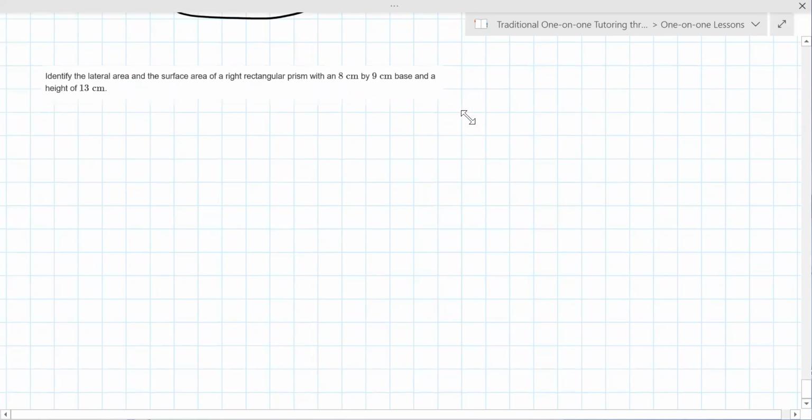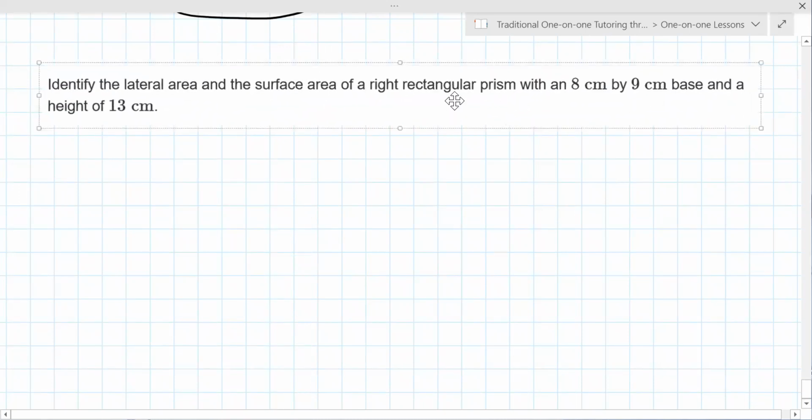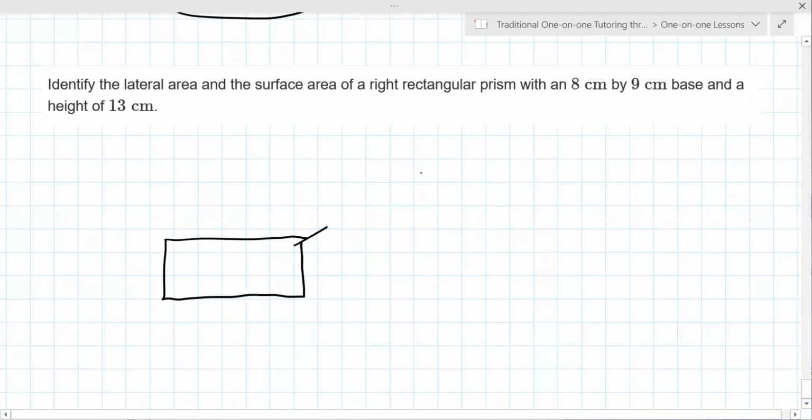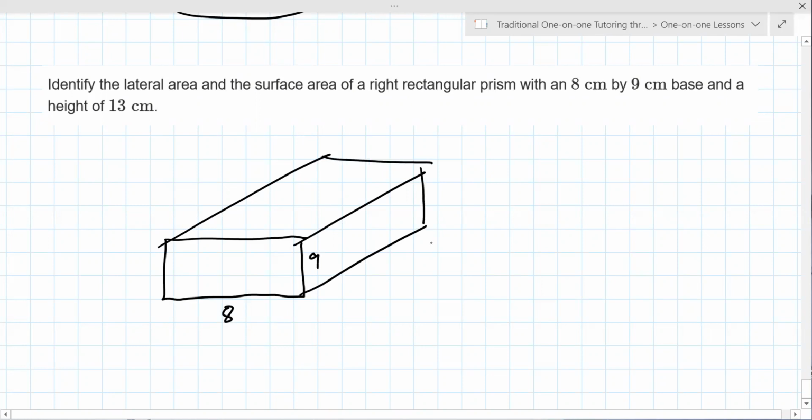All right, it says identify the lateral area and surface area of the right rectangular prism. So the prism looks like this, and it's really a block. So this is 8, this is 9, and this is 13. So the lateral area, I haven't really done this right. The base is this part right here.